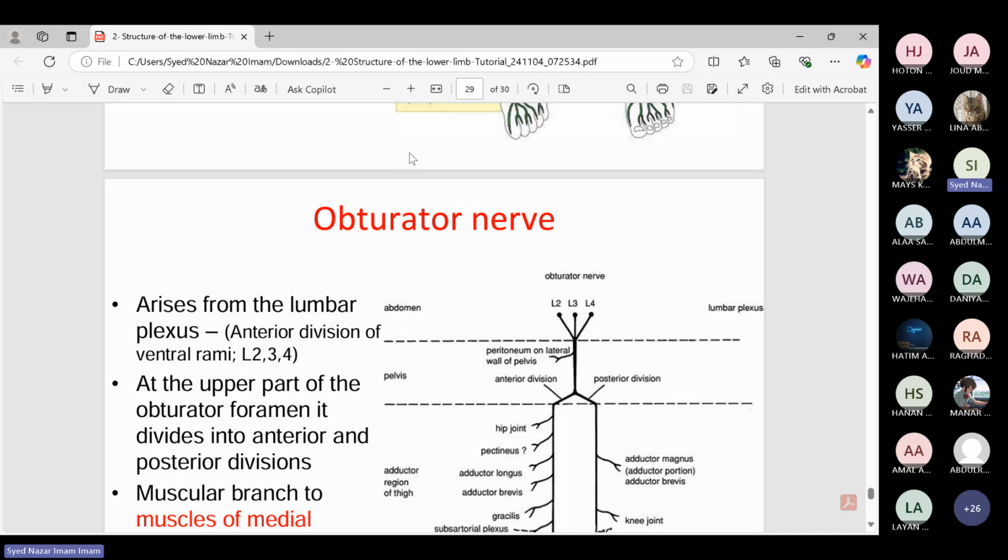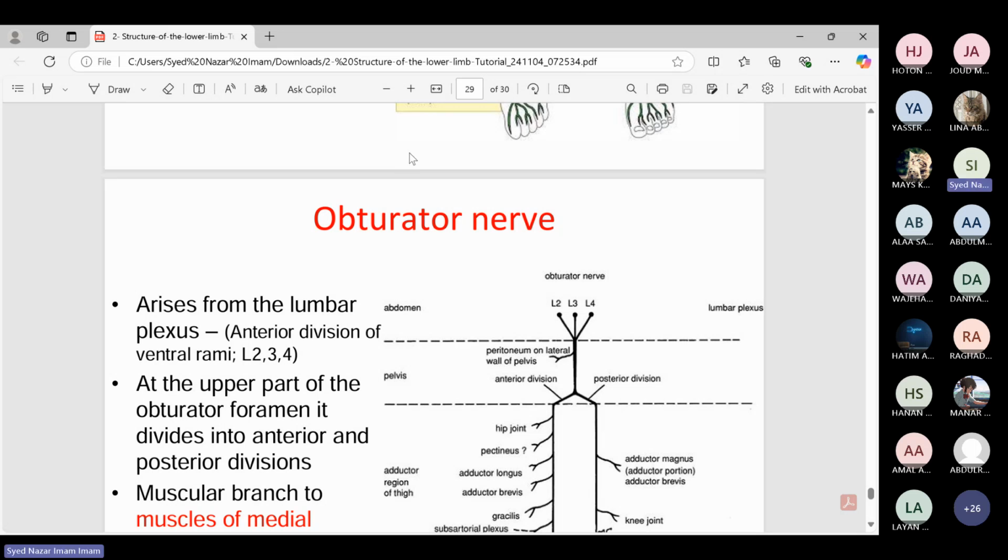We have the anterior compartment muscles, which are the extensor muscles. From medial to lateral, we have tibialis anterior, extensor hallucis longus, extensor digitorum longus, and peroneus tertius. Now, the most lateral muscle of the anterior compartment is the peroneus tertius, and the most medial muscle is the tibialis anterior.